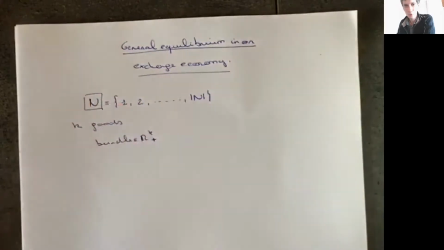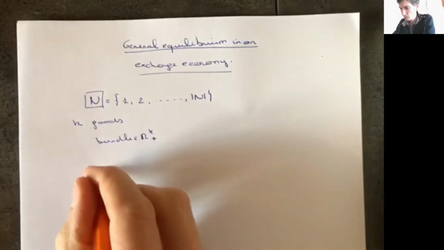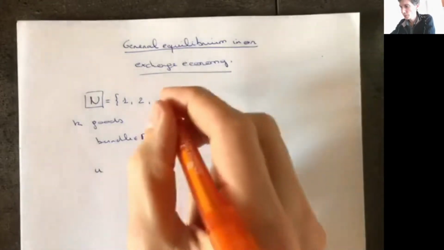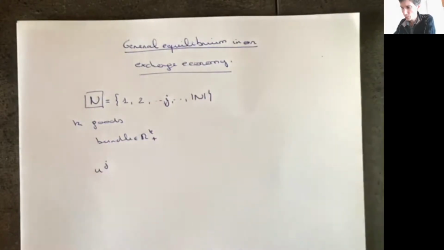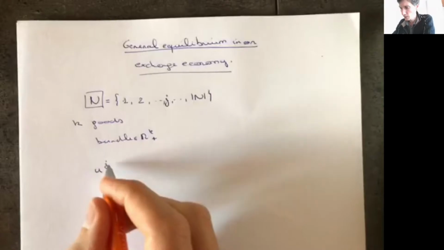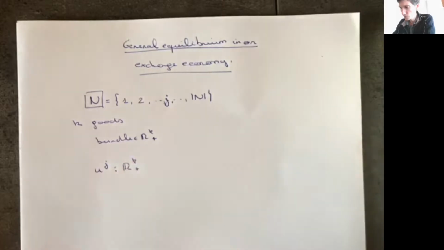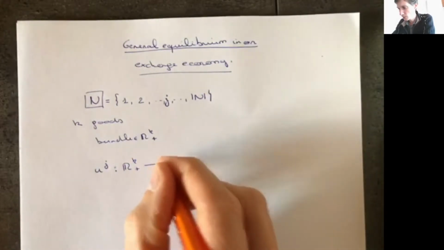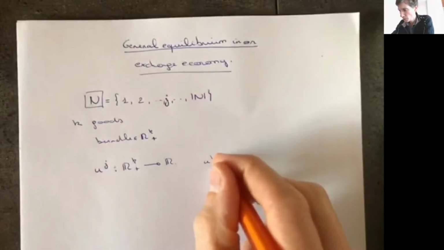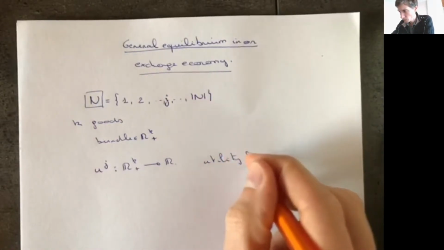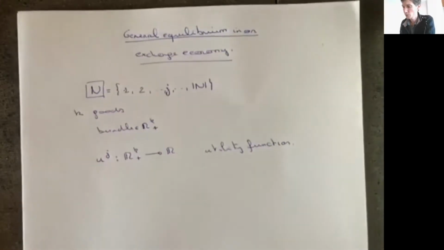So what do we have in our economy? Well, we have n consumers, and every one of these consumers will have a utility function. So the utility function of consumer j, where j is one of the consumers. We're going to use a superscript to denote the consumer. We assume that he will consume a bundle in R^k_+, and then this will give you a number. So every consumer has a utility function.